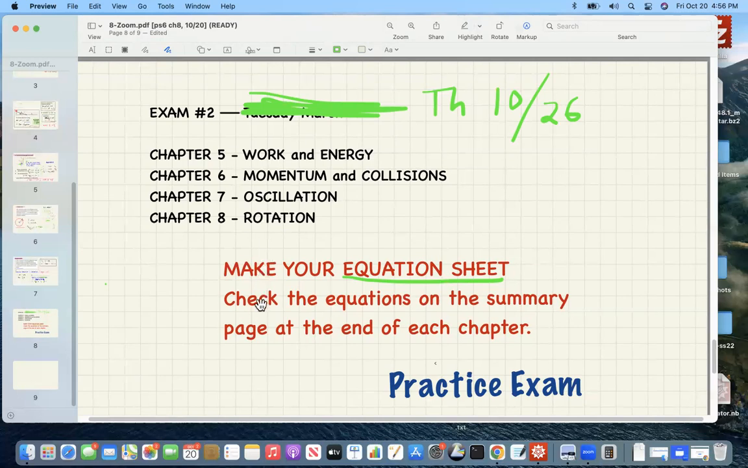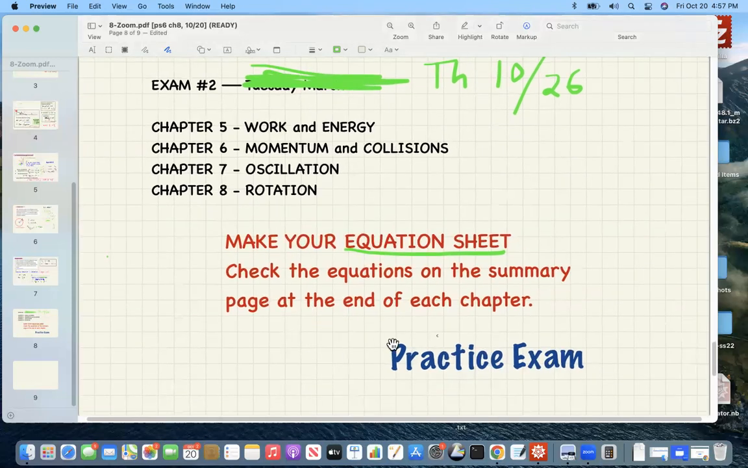One way to make sure you've got all the right equations is to check the equations on the summary page at the end of each chapter. At the end of each chapter, there's about 1 page or possibly 2 pages of information about the chapter, including equations, pictures, diagrams, and so on. Make sure that that information is either in your mind or on your help sheet. There's also a practice exam on Lon-CAPA. So if you want to get an idea what kind of problems we could ask, look at the practice exam to see what kind of problems there are.